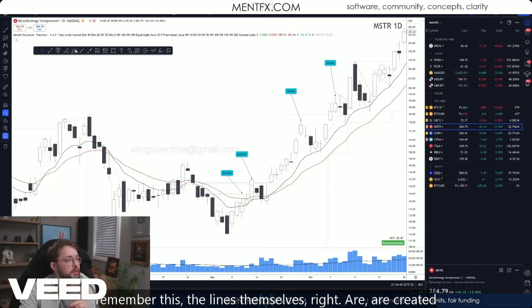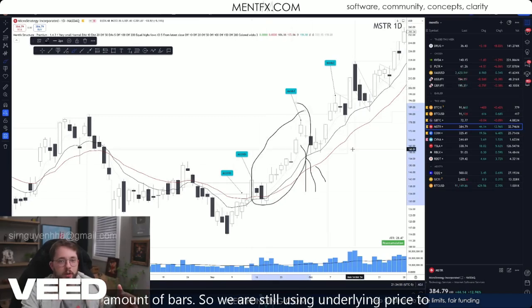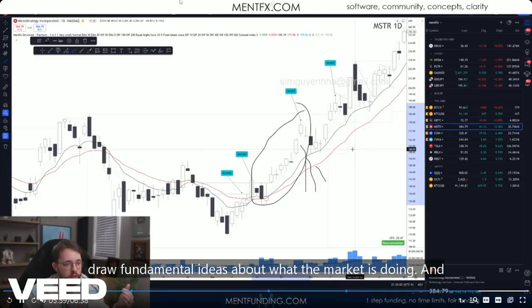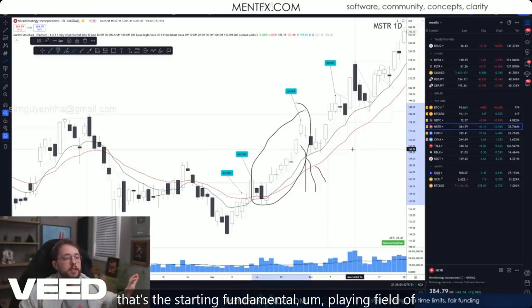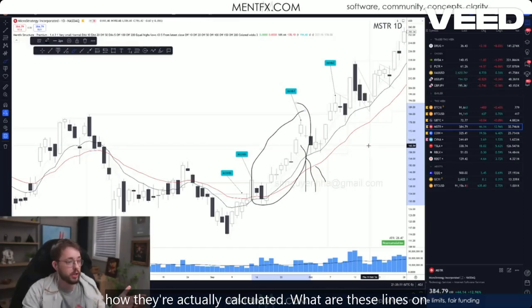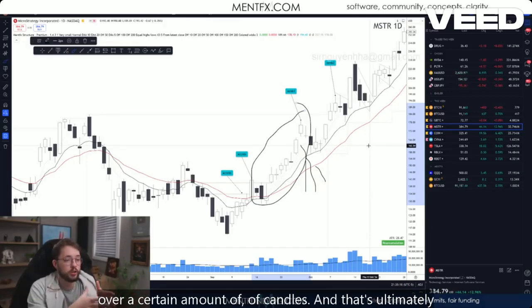And please remember this: the lines themselves are created directly from the actual price of the given asset over X amount of bars. So we are still using underlying price to draw fundamental ideas about what the market is doing. And that's the starting fundamental playing field of utilizing moving averages. All you need to know right now is how they're actually calculated. What are these lines on your chart? Very simply, they are an average of price over a certain amount of candles. And that's ultimately it, right?